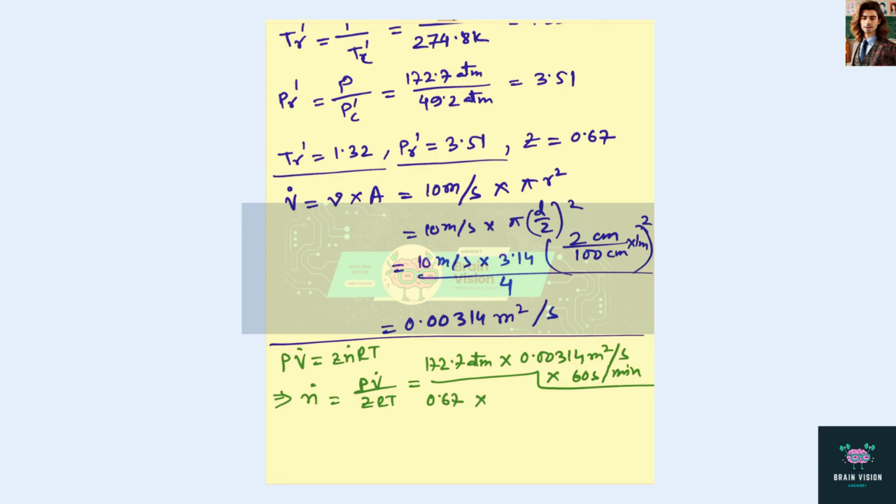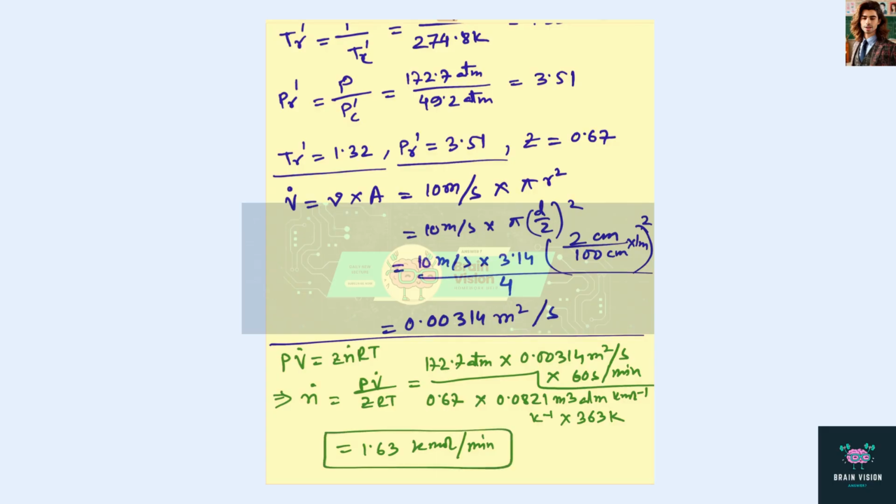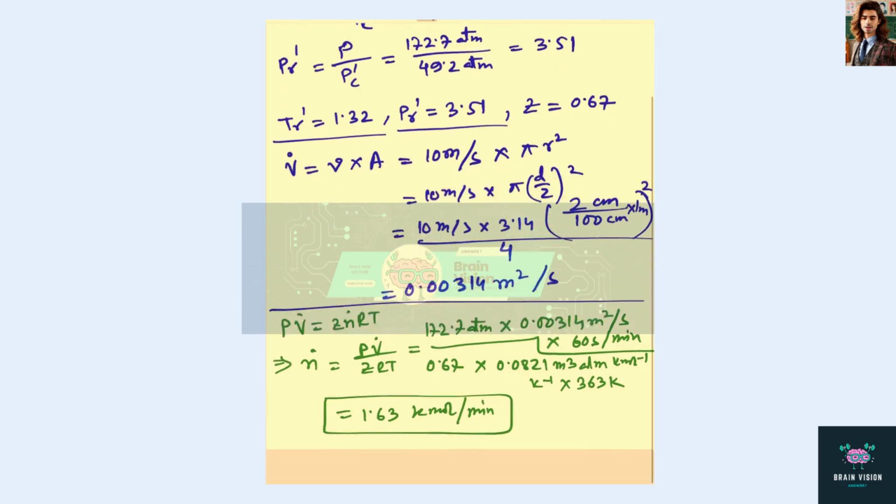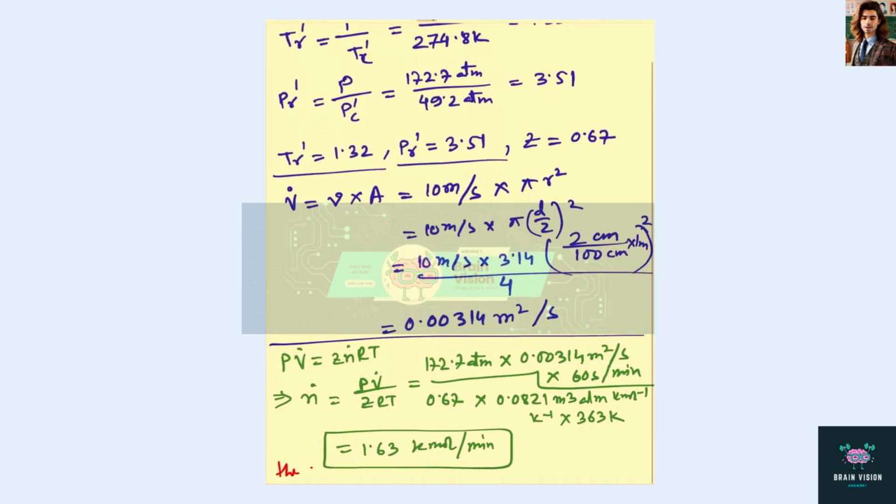This is divided by the compressibility factor 0.67 multiplied by the gas constant, which is 0.0821 meter cubed atm per kilomole per Kelvin, and the temperature of the system, 363 Kelvin. As we do this calculation, we get 1.63 kilomole per minute as the flow rate. The pipe can hold the mixture at a flow rate up to.